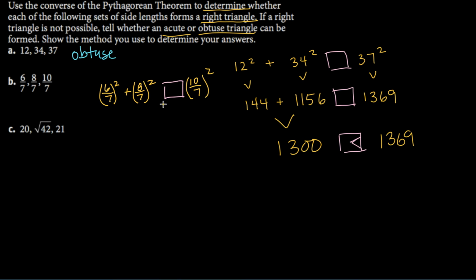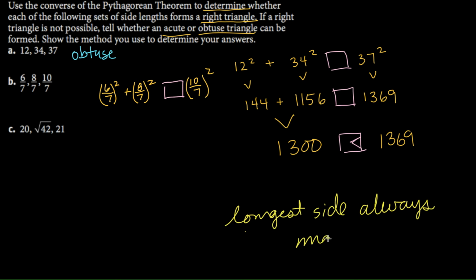You can turn these into decimals if you want, but I will say the longest side will be c squared. Make sure the longest side is always c squared. That's the most important thing. Longest side, always make it c when you test these.